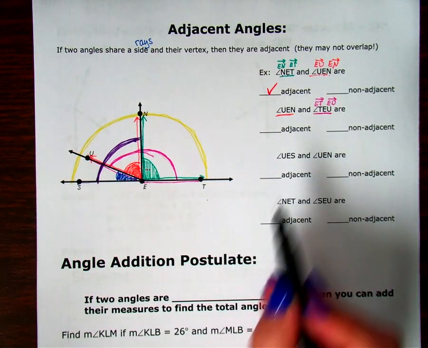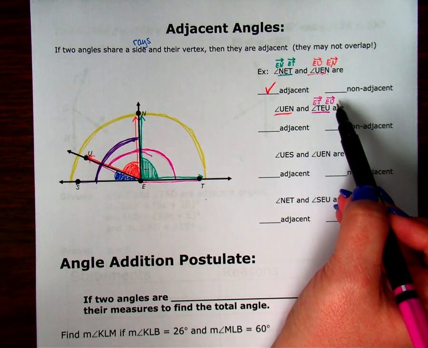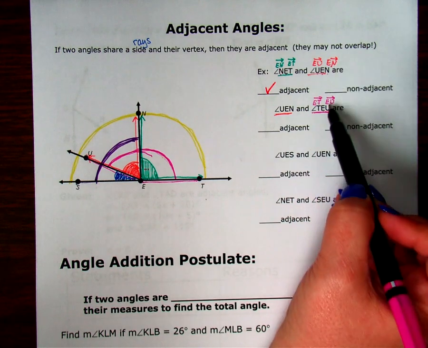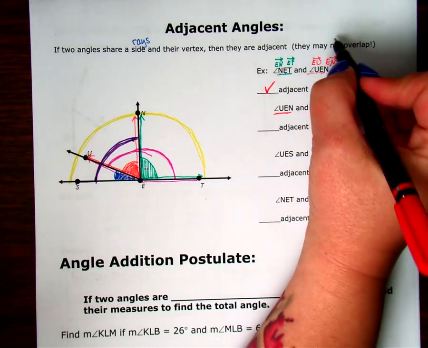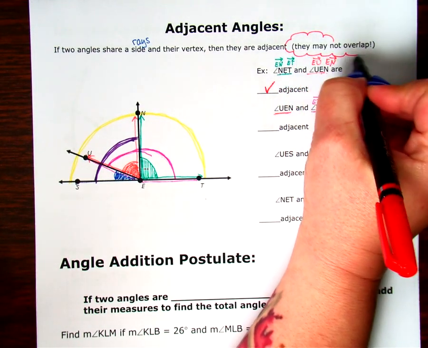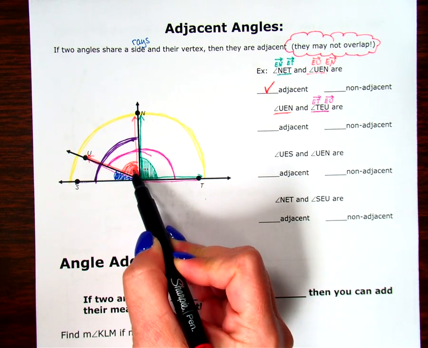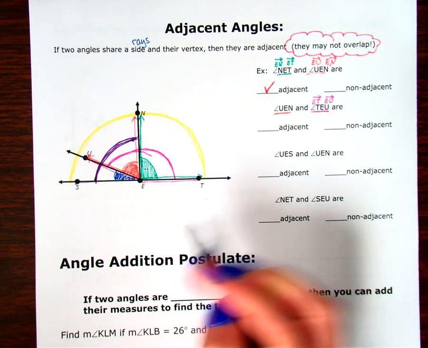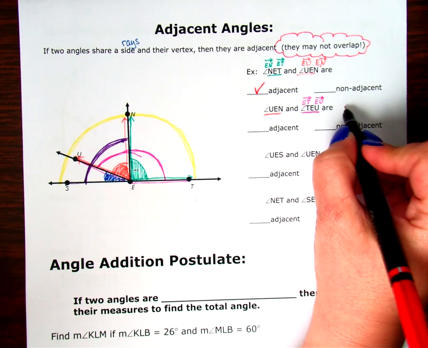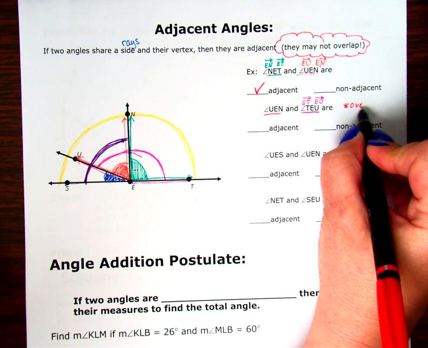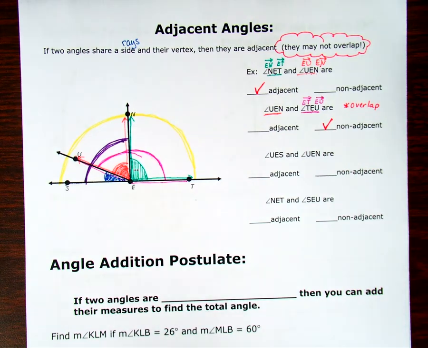Okay, so now let's look at the orange and the pink. Here's the orange, here's the pink. Do they have a ray in common? Okay, so they do share a ray, but here's the thing, this part right here is important. They may not overlap. So you see how this pink one goes over on top of the orange one? They're not allowed to do that. So even though they share this ray and they share this vertex, since these overlap, we have to say these are non-adjacent, because they're not allowed to overlap.